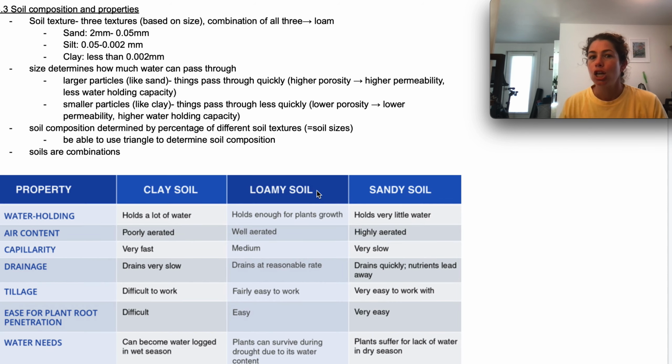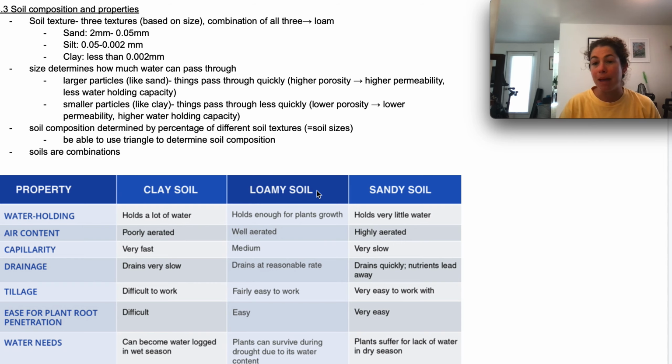Okay. Soil composition and properties. So soil texture, there's 3 soil textures. They are clay, silt, and sand. And a soil texture is based on size. So sand is the smallest particle, silt is the middle, and clay is the biggest particle.